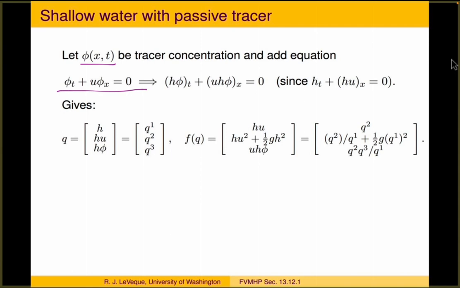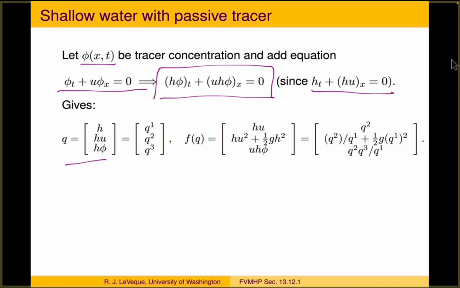Although this color equation is not in conservation form, to incorporate this into the conservation laws, we can use the first equation of the shallow water equations and combine it with our color equation, and from that you can derive a conservative form of the advection equation for phi: the time derivative of h phi plus the x derivative of u h phi equals 0. If you just use the product rule on that and use the first equation of the shallow water equations, you can reduce that to the color equation.